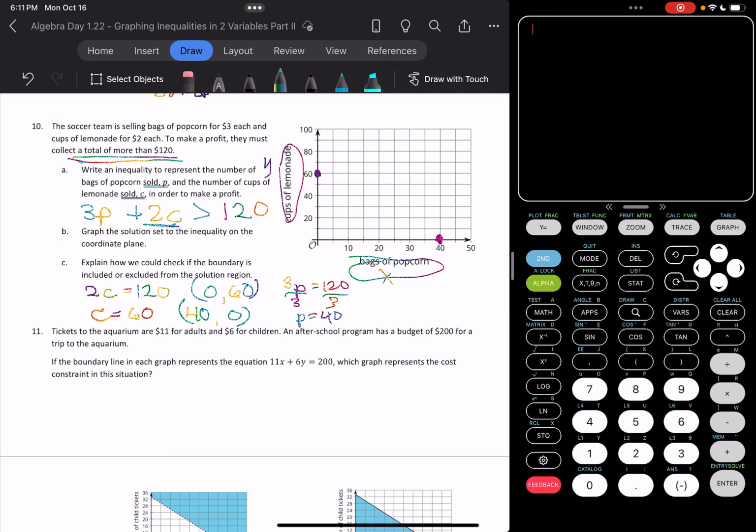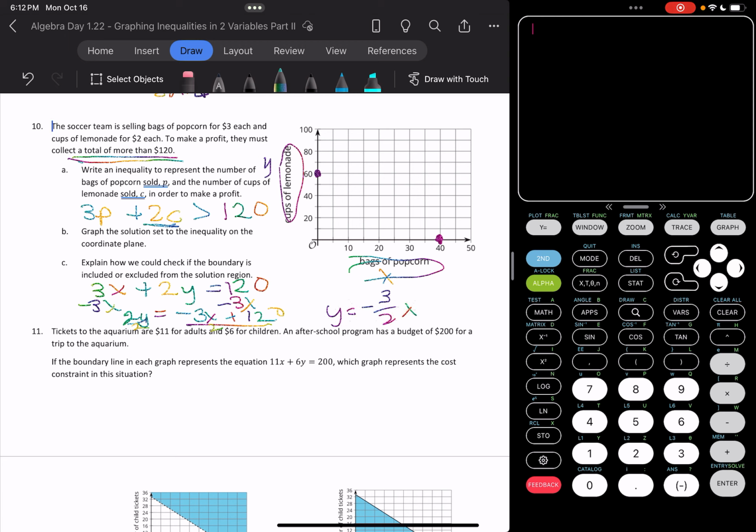All right, so that's one way to do it. The other way to do it would be to put this into slope-intercept form, which is a perfectly valid way to do that. Remembering that our p is our x, right? So 3x plus 2y equals 120. I want to put it in y equals, so I'm going to subtract 3x from both sides. All right, and so we get 2y equals negative 3x plus 120. Divide both sides by 2, and we get y equals negative 3 over 2x plus 120 divided by 2 is 60. All right, so this is now the graph of the line.